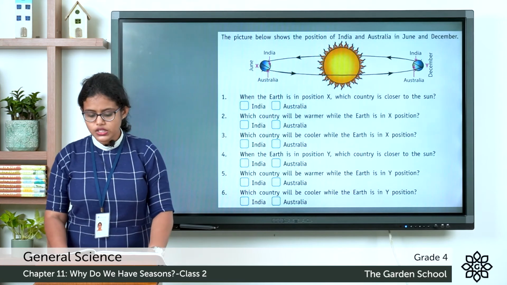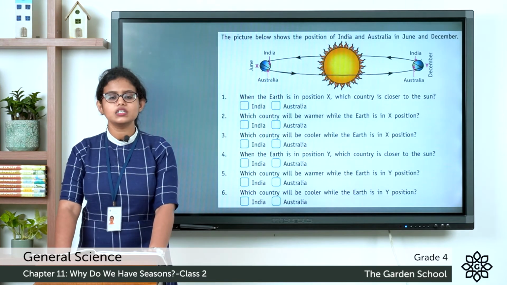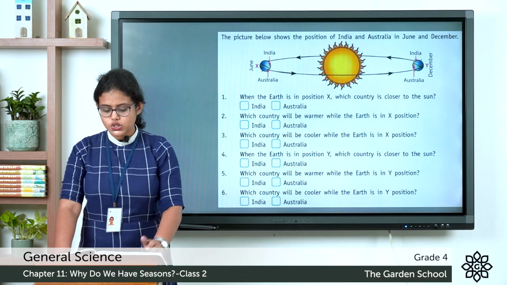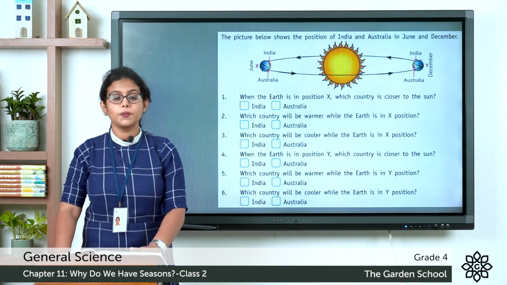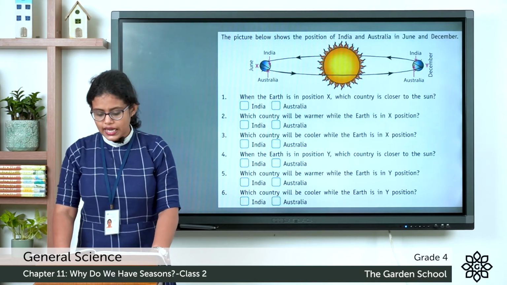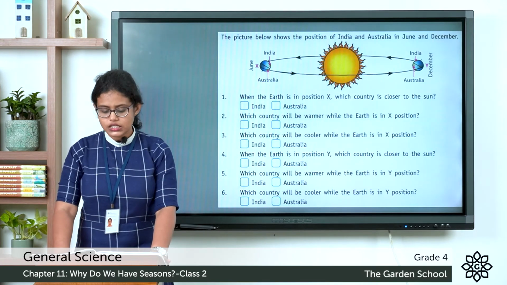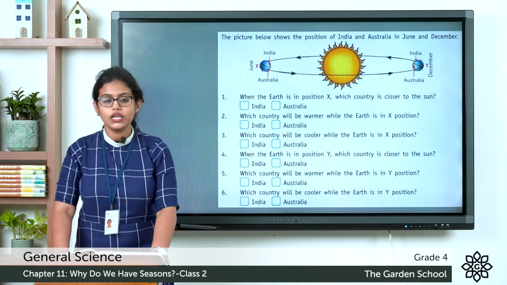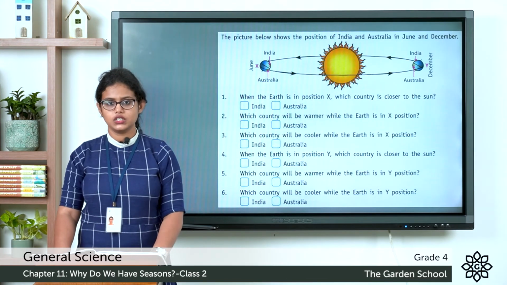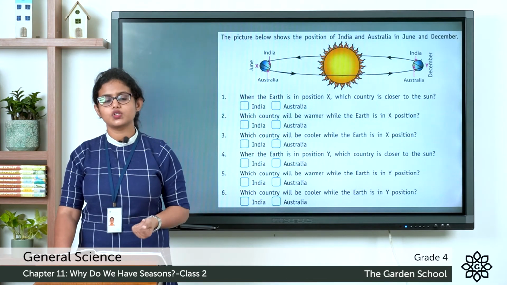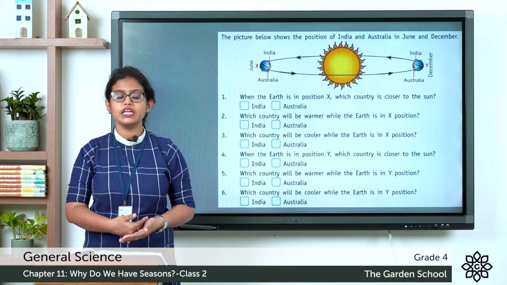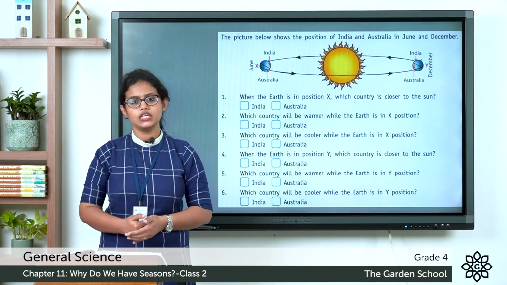Then the difference becomes more because the earth is shaped like an orange. As you go away from the equator towards the poles, the sun rays become more and more slanted. Slanted means not straight. As a result, the light and heat received in the polar regions is so little that they remain covered with ice throughout the year. So the light and heat received by the polar region is less, so that they remain covered with ice throughout the year.